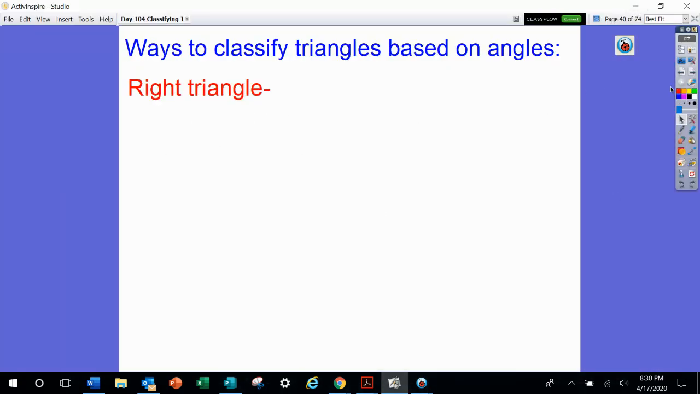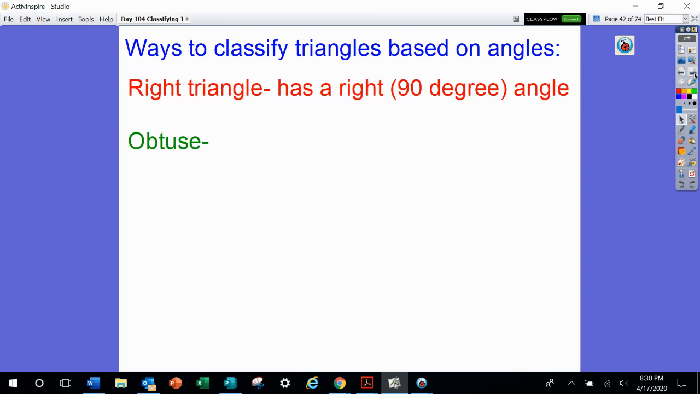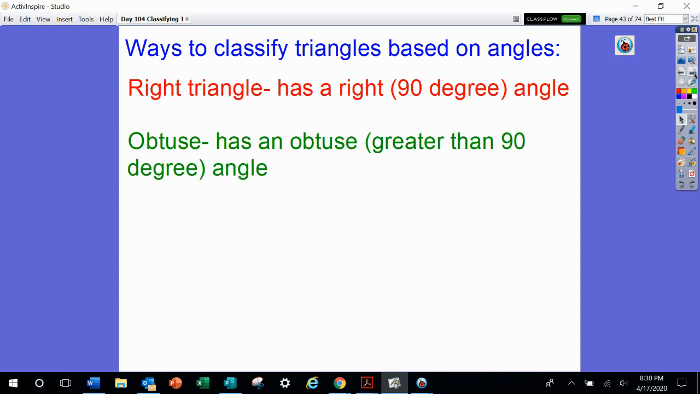So a right triangle has a right or 90-degree angle. Okay, so sometimes you'll hear it as a right angle, sometimes you'll hear it as a 90-degree angle. They mean the exact same thing. Okay, we also have triangles that are obtuse. An obtuse triangle has an obtuse or greater than 90-degree angle.